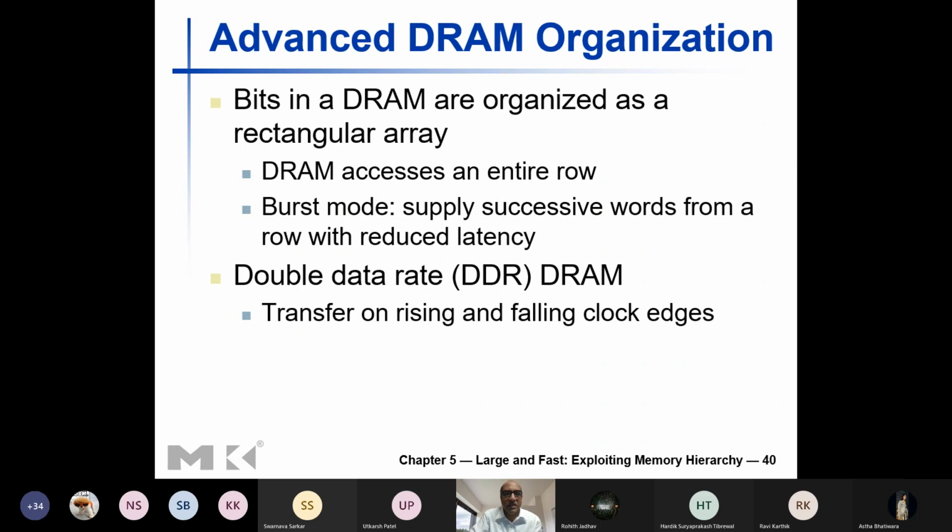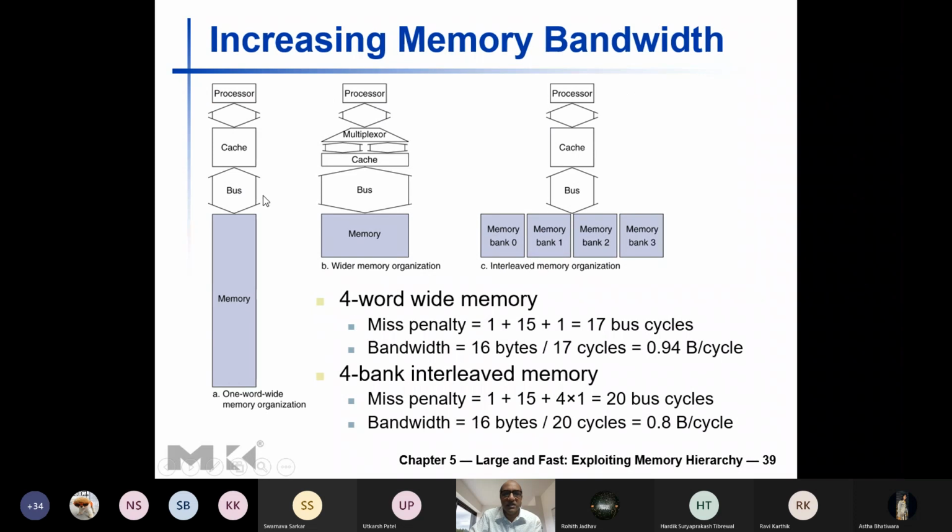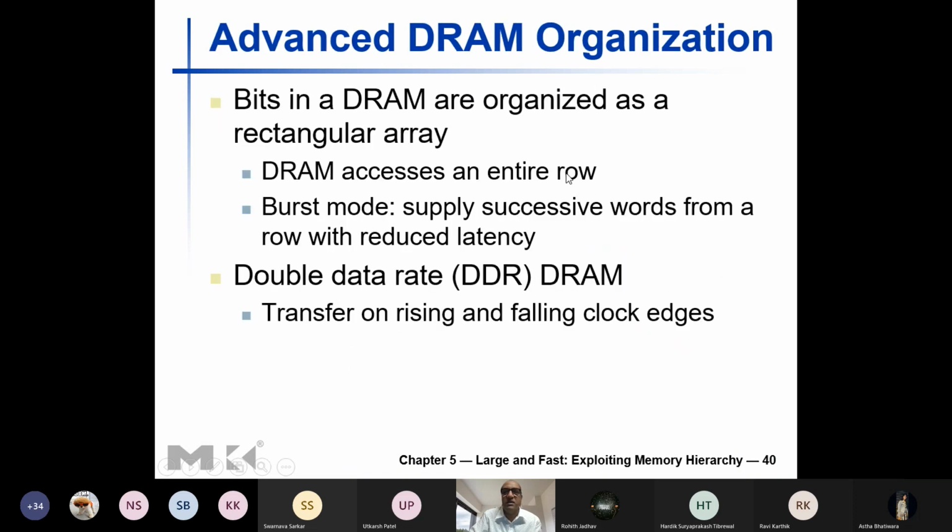So the miss penalty will come down. And we have seen that the miss penalty is all these things together: for example, getting the address, then the access time, and then the transfer time. Here, if it is an interleaved memory, even though the access time will be the same as the wider memory, the transfer time will be more. And again, for that there are advanced DRAMs.